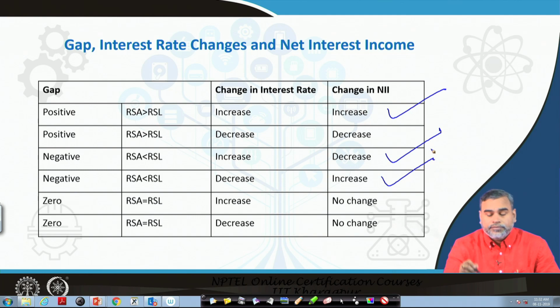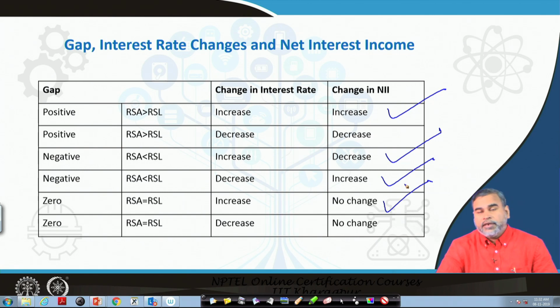If the gap is 0, that means your rate sensitive assets and rate sensitive liabilities are equal, so your dollar gap is equal to 0. If the dollar gap is 0, then any interest rate change in the market will have no impact on the NII. That means this NII is perfectly immunized, or perfectly hedged, against interest rate fluctuations in the market.